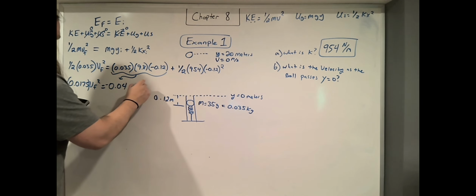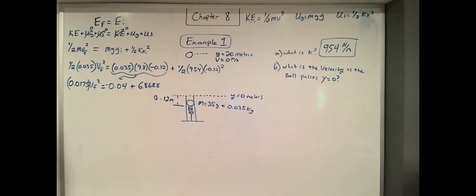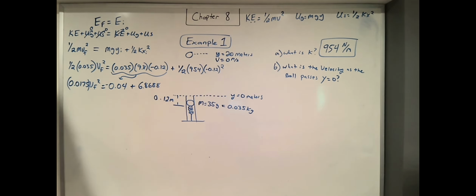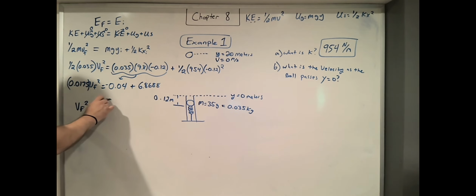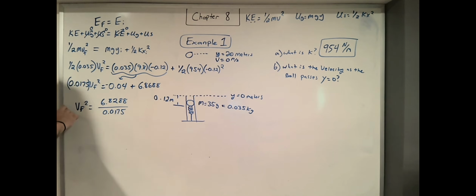Gives us 6.8688. I'm going to leave it out. We don't always have to round. Okay, now I'm trying to solve for v final. So let me go ahead and subtract these two. Get a number, and then let's divide that number. So I will have v final squared is equal to 6.8288 divided by this 0.0175. And then I will take a square root on both sides of that, and that should get me my answer.